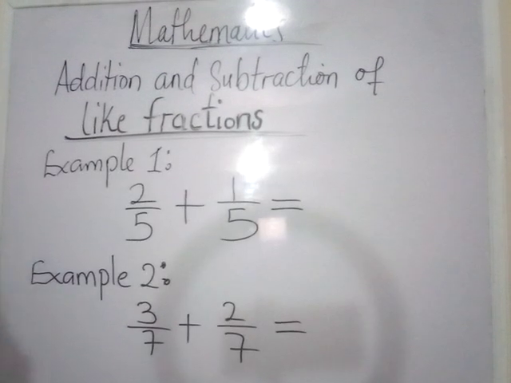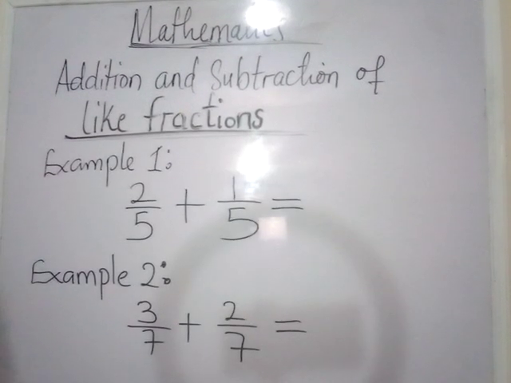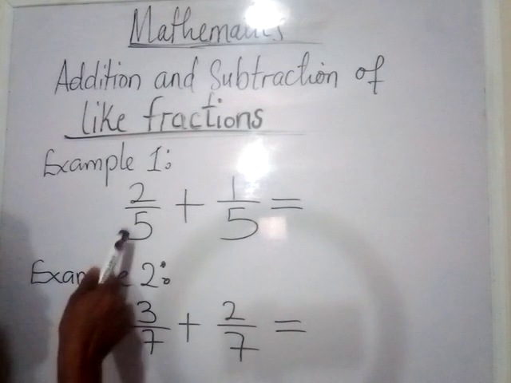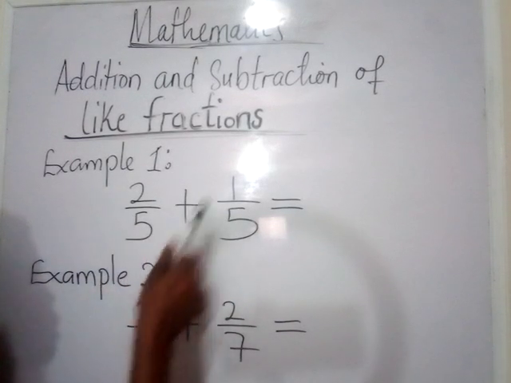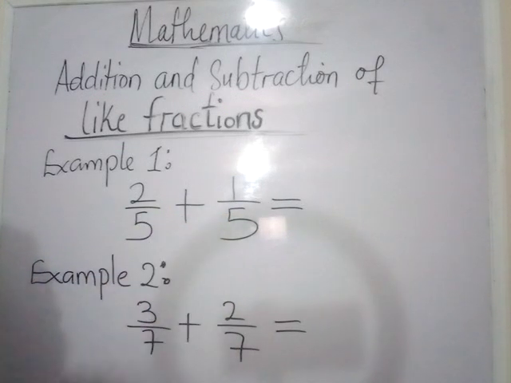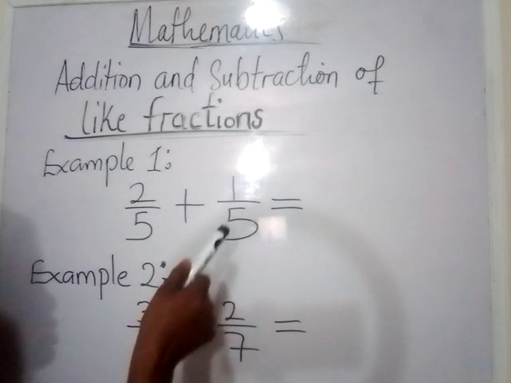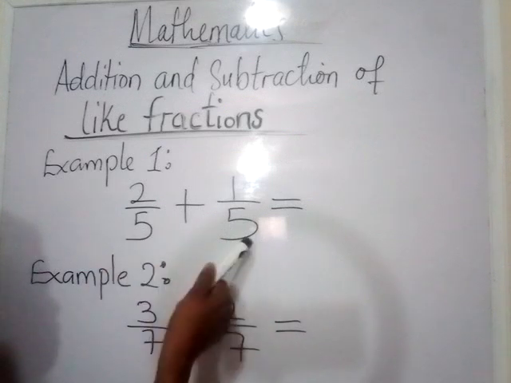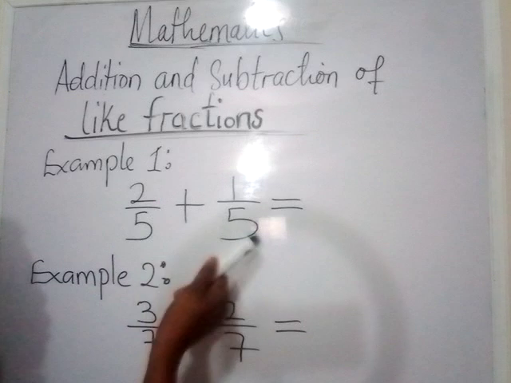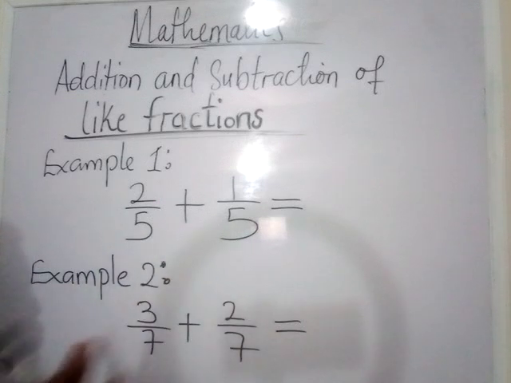So here we have 2 examples on the board to start with. The first one here says 2/5, that is 2 over 5 plus 1/5, 1 over 5. 2/5 plus 1/5. Now, if you look at the 2 fractions, you will find out that they have the same denominator. The number 5 is common to the 2 of them. So this is a like fraction.